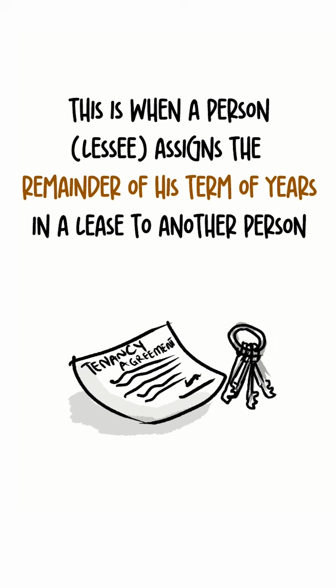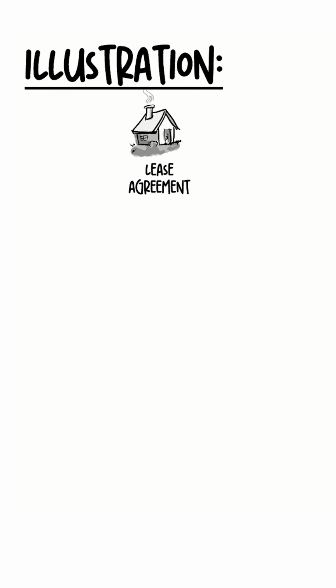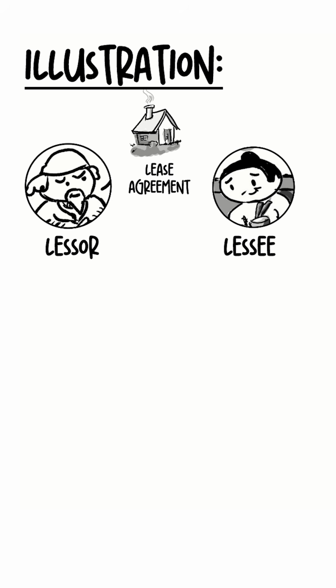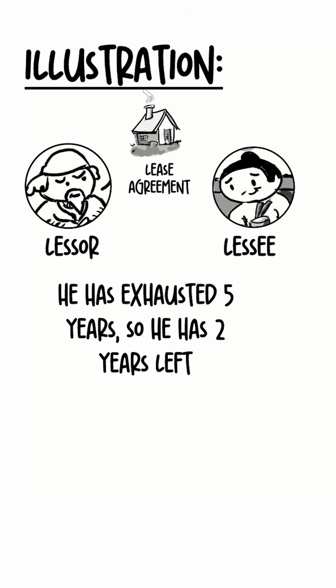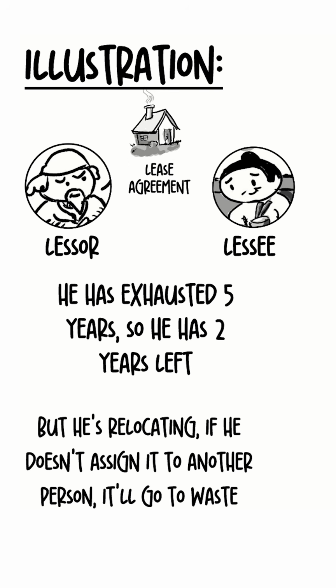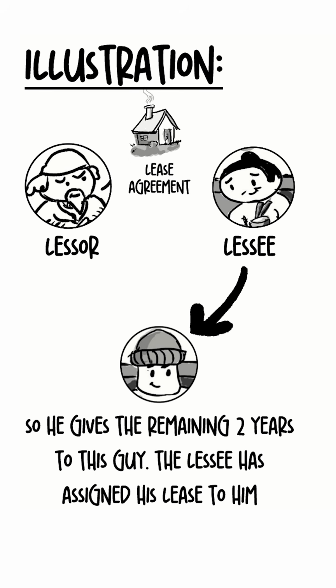So a practical example of this. Let's imagine that there's an arrangement between a lessor and a lessee, which is a lease agreement, and the agreement is for 7 years. Now this lessee has stayed there for 5 years, but he wants to japa or travel to America, and he wants to give the remainder of the terms of his lease to another person. What that lessee is effectively doing is assigning his lease. That is, assigning his exclusive lawful possession on that property.